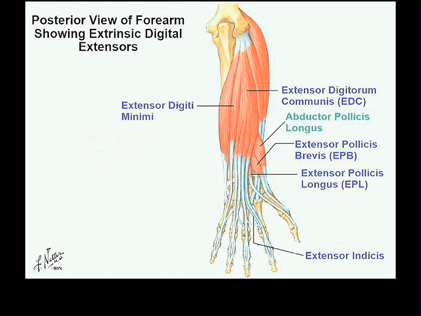These are the extrinsic digital extensors, the muscles that lie in your forearm but send tendons into the hand so you can extend your fingers. There is a muscle that sends tendons to all four fingers. That's called the extensor digitorum communis. There is a muscle next to it which sends a tendon into the little finger only, and in fact it joins the tendon of the extensor digitorum communis that's going to the little finger, makes it bigger by joining it. That is called the extensor digiti minimi. It's obvious that its name means it extends the little finger.